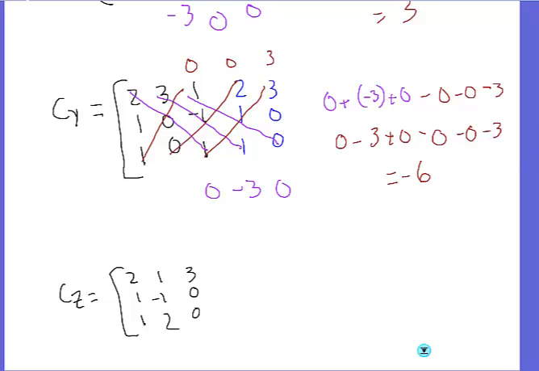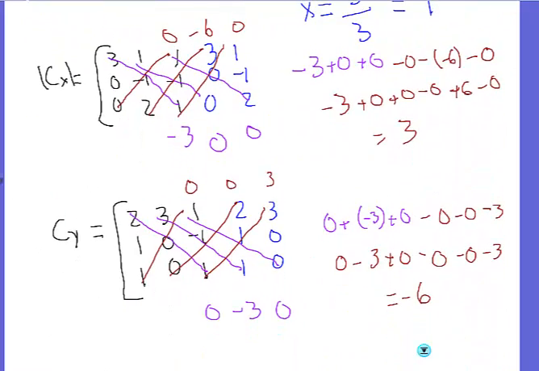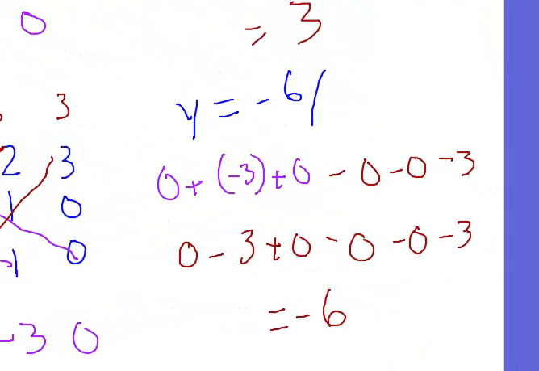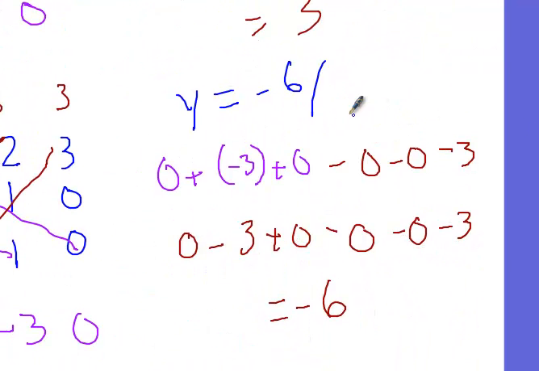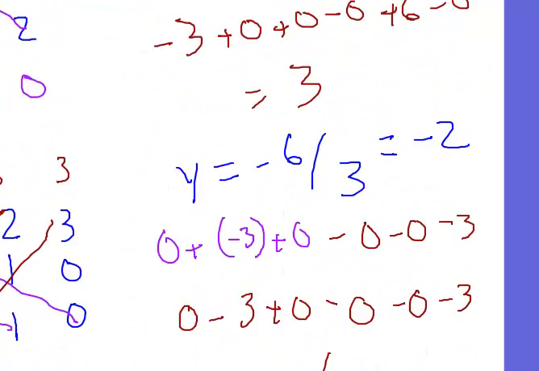Okay, so now for our y value, you're going to take the negative 6 and we're going to divide that by the answer to the first determinant we found, which was a 3. So negative 6 divided by 3 is negative 2. So the solution to this system for y is negative 2.